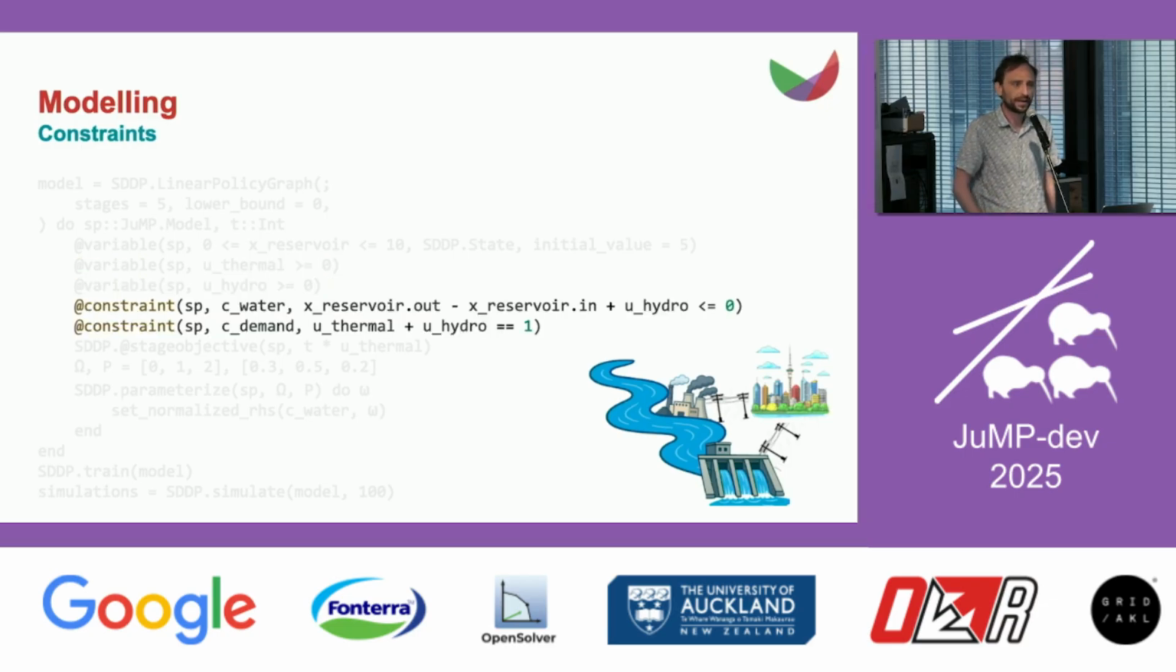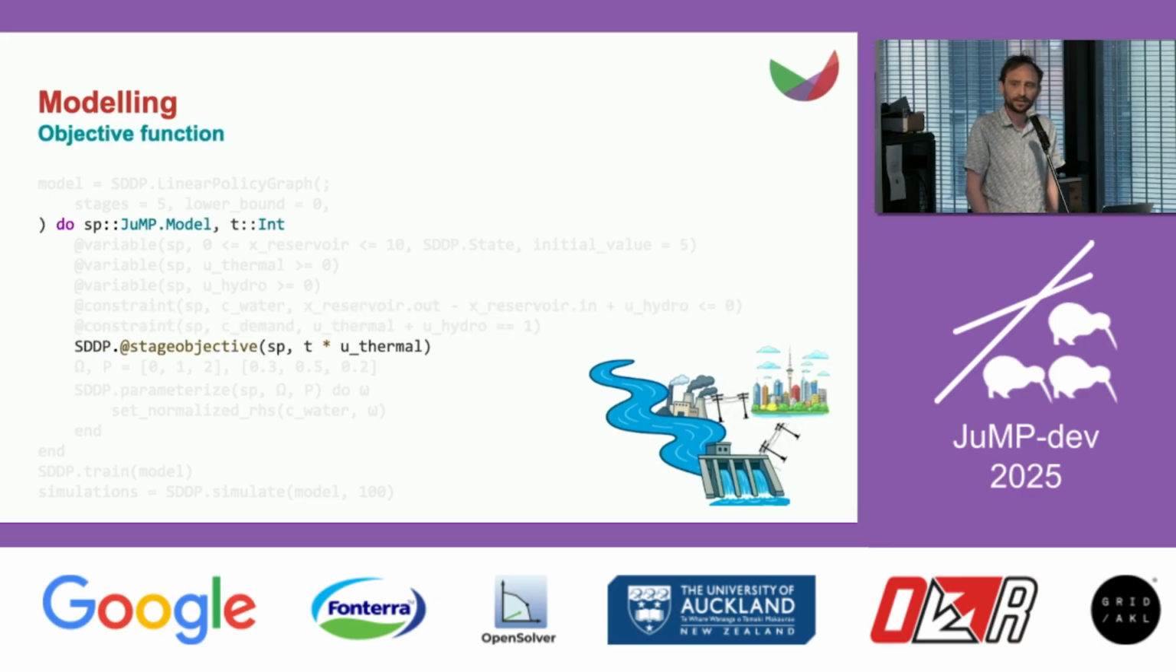We need to define our constraints. So there's a water balance constraint, which effectively says that the amount of water in your reservoir in the outgoing state variable has to be less than or equal to the amount of water in the reservoir in the incoming state variable, less how much I use to make hydroelectricity. And then there's some demand constraint. Maybe it says that the amount of energy made from thermal plus the amount of energy made from hydro has to be equal to 1. You can make this much more complicated, obviously.